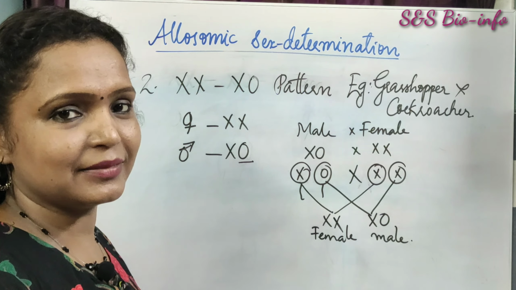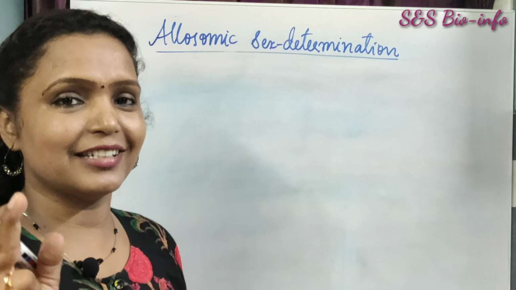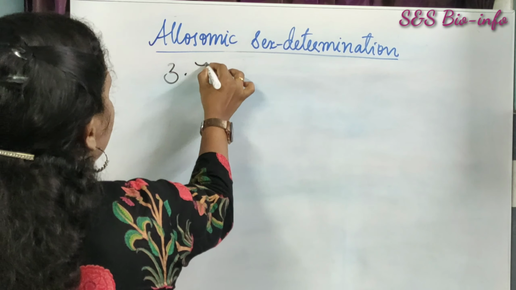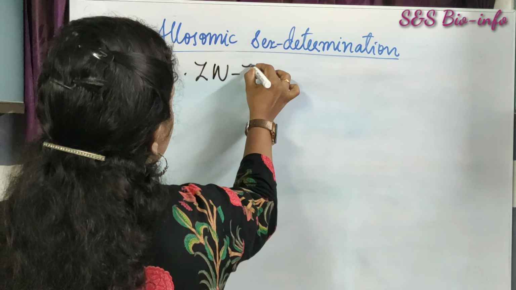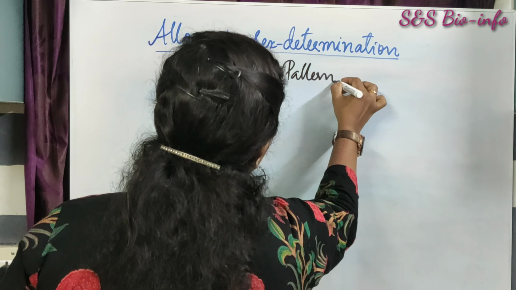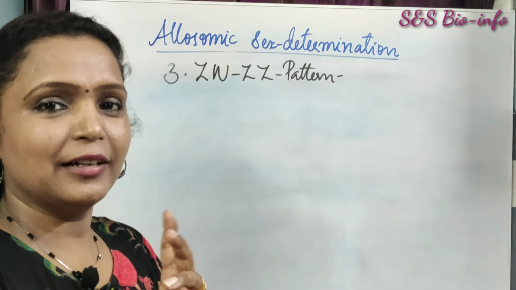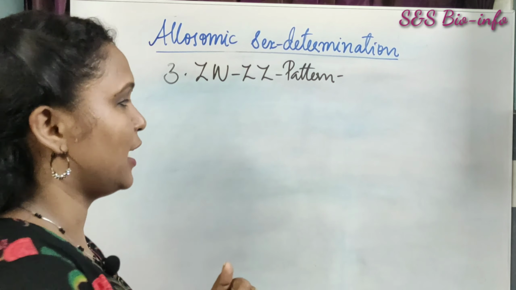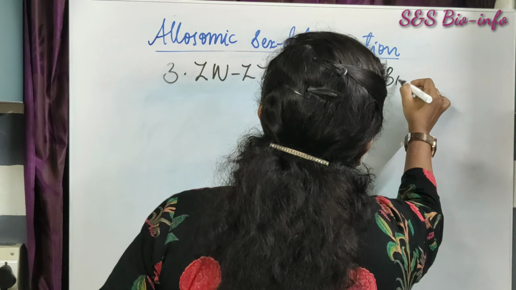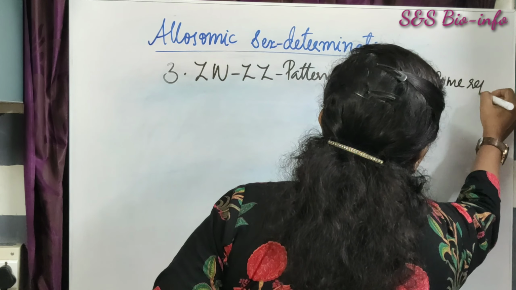Did you get it? The third type of allosomic sex determination is ZW-ZZ pattern. This type of sex determination is found in birds and in some reptiles. Example, birds and some reptiles.